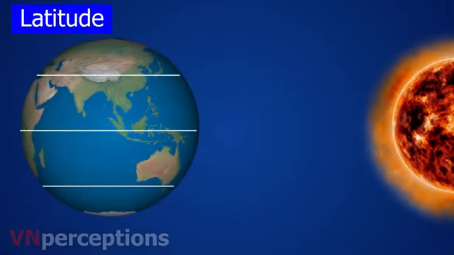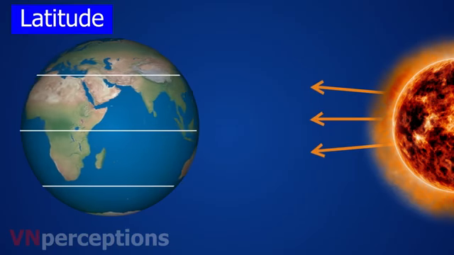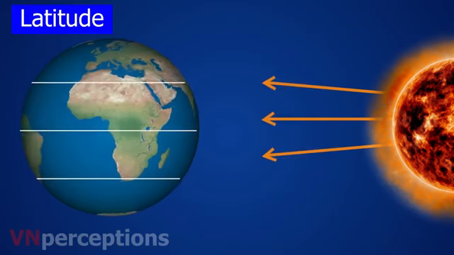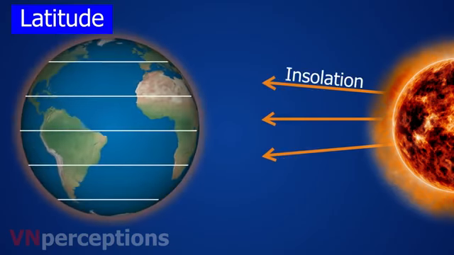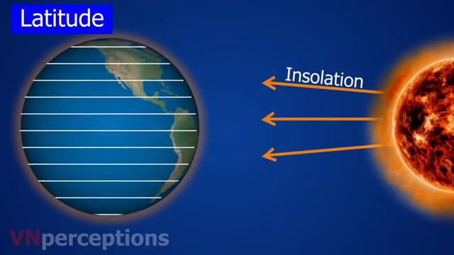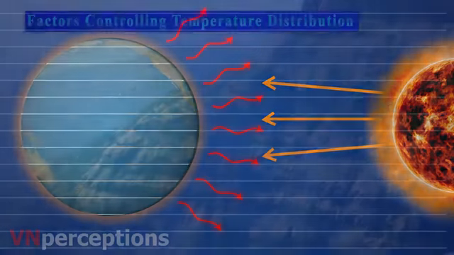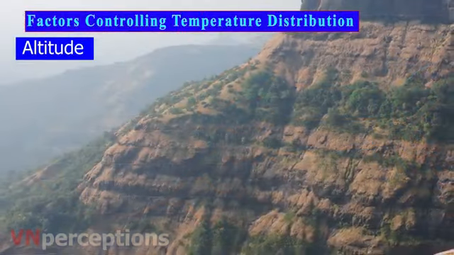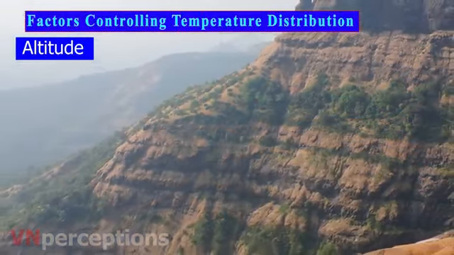Latitude, we have already learnt. The temperature of a place depends on insolation received. And it has been explained earlier that insolation varies according to latitude. Hence, the temperature also varies. Next one is the altitude. We know that the temperature decreases with height because the density of air decreases with increasing height.